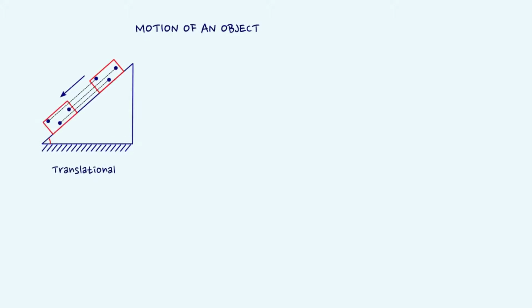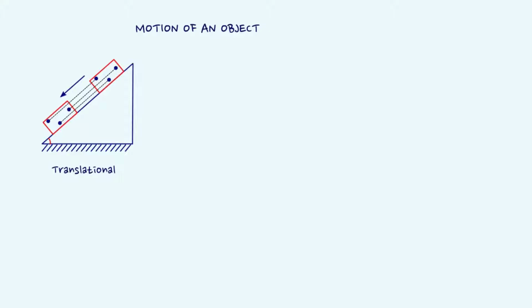In the first example, let us consider a rectangular block sliding down over an inclined plane. In this example, all the particles of the rectangular block are moving together. That is, they have the same velocity at any instant of time. In this translational motion, all the particles cover equal distances and the line joining any 2 points at the initial position and at the final position shall become parallel to each other.